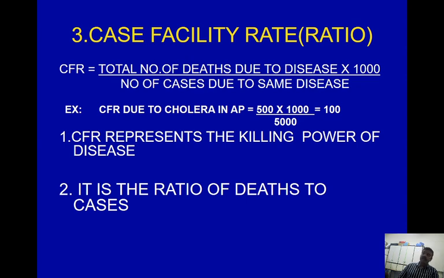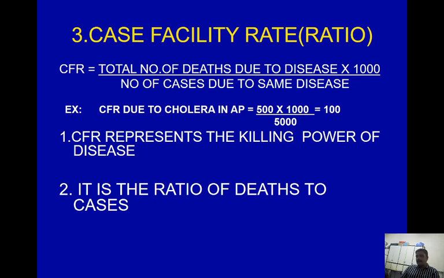Now coming to the case fatality rate. This is something that you have to figure out and understand well, because case fatality rate is generally used within healthcare institutions or facilities, where they say how many cases of that disease were there, and out of them how many died due to that disease. So it's a simple calculation: number of deaths due to that disease divided by number of cases due to the same disease.